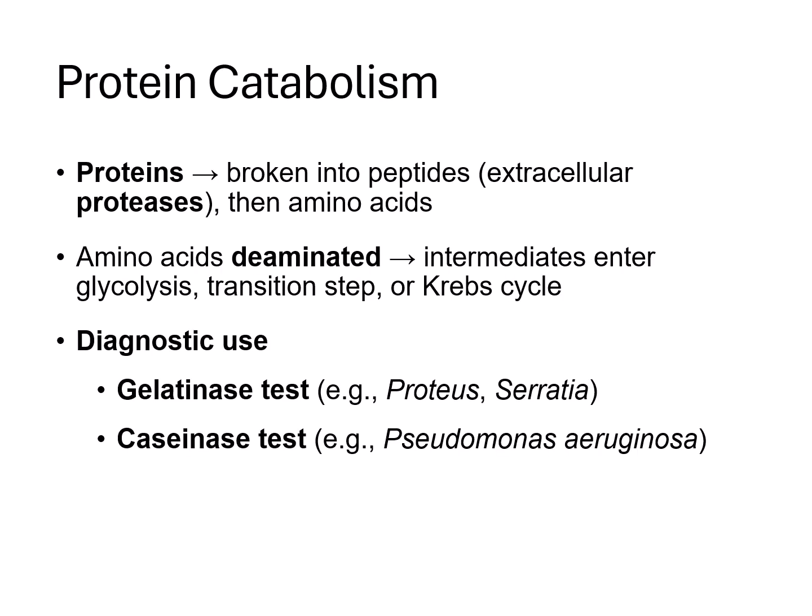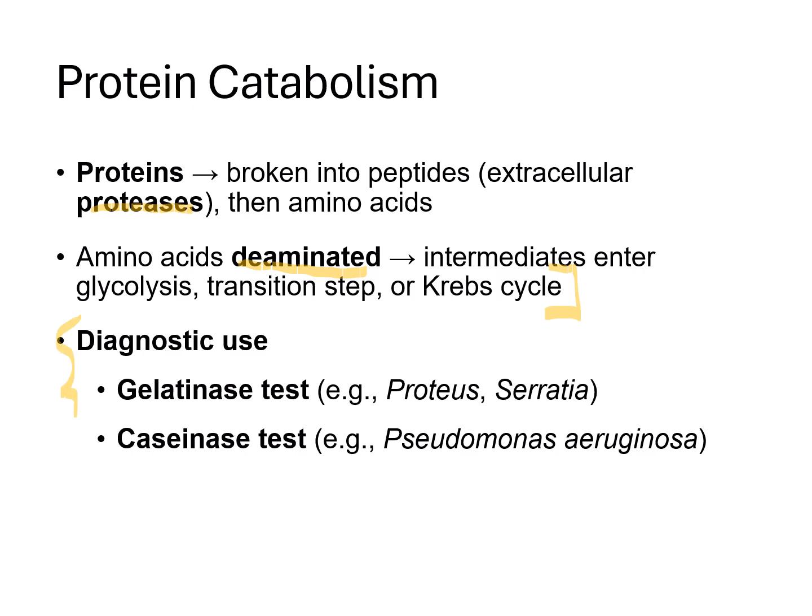Proteins can also be broken down by microbes for energy. Proteins are first broken down into peptides by enzymes known as extracellular proteases. These are then further broken down into amino acids. Amino acids are then deaminated. That means you're going to remove the amino group from the amino acid, and their remaining carbon skeletons can enter either glycolysis, that transition step, or the Krebs cycle as intermediates.